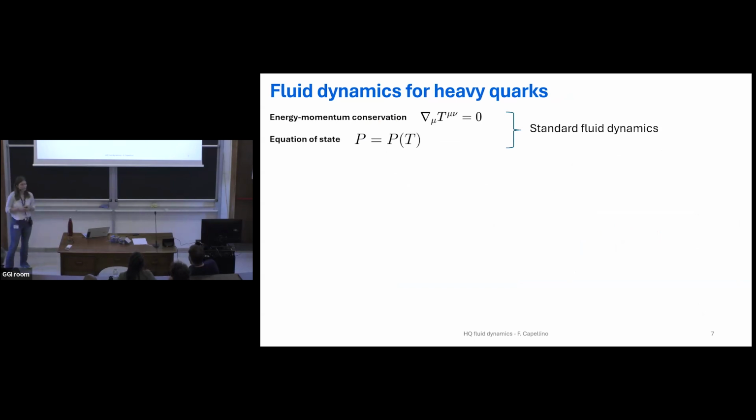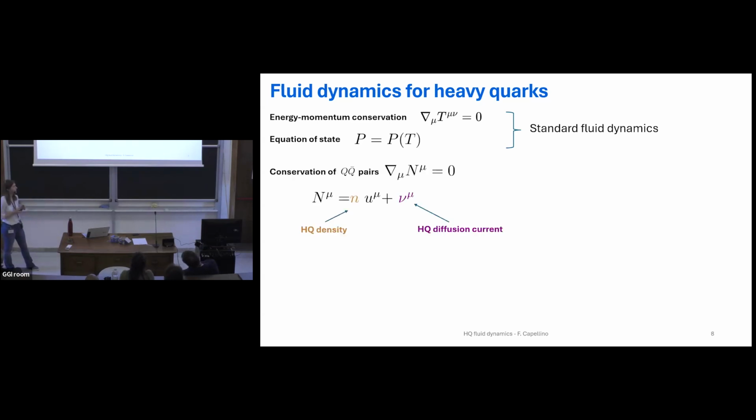Yes, so in order to do fluid dynamics for heavy quarks, first of all, we need the standard equations for fluid dynamics for the surrounding medium. So we have energy momentum conservation. We have an equation of state that tells us the pressure in relation to temperature. We work here at LHC conditions, so no baryochemical potential. Plus the additional equation of motion for the dissipative charges.